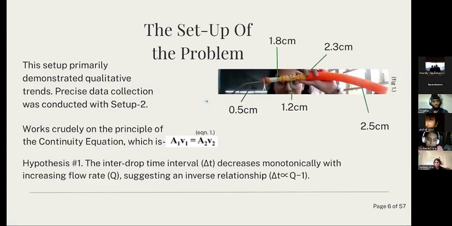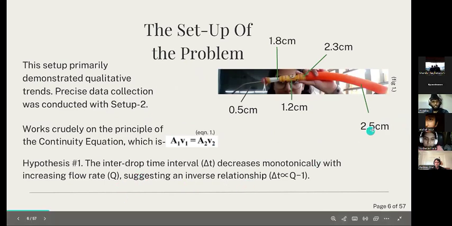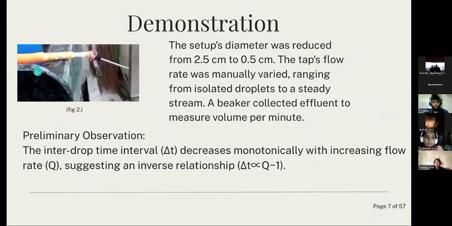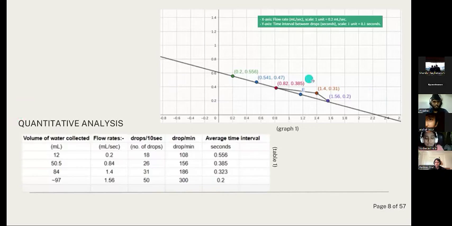Let's talk about the first setup that I used. It was a very crude and primary setup, which worked on the continuity equation, which has been stated. We used it to quantify only one hypothesis, which is that the interdrop time interval delta t decreases monotonically with increasing flow rate, suggesting an inverse relationship between the two. As you can see, the setup's diameter has changed from 2.5 centimeters to 0.5 centimeters. The tap's flow rate was manually varied, ranging from isolated droplets to a steady stream. Through the data, we can see that the data clearly supports our hypothesis with a minor variation on the 1.4, 0.31 because of the crudeness of the whole setup.